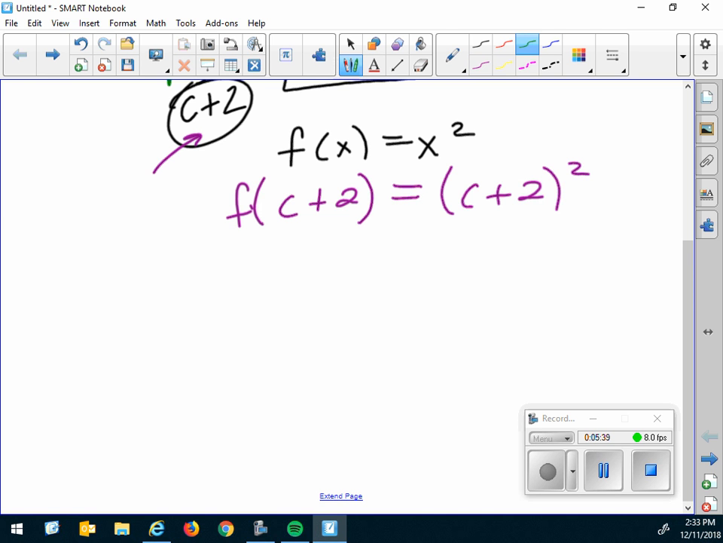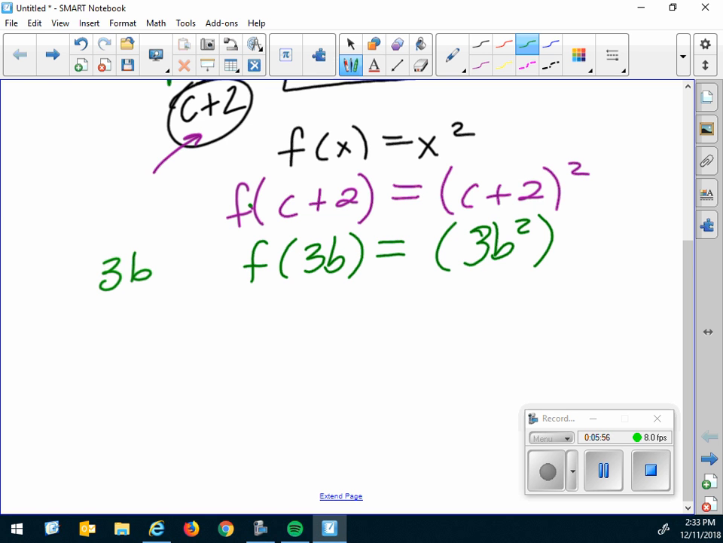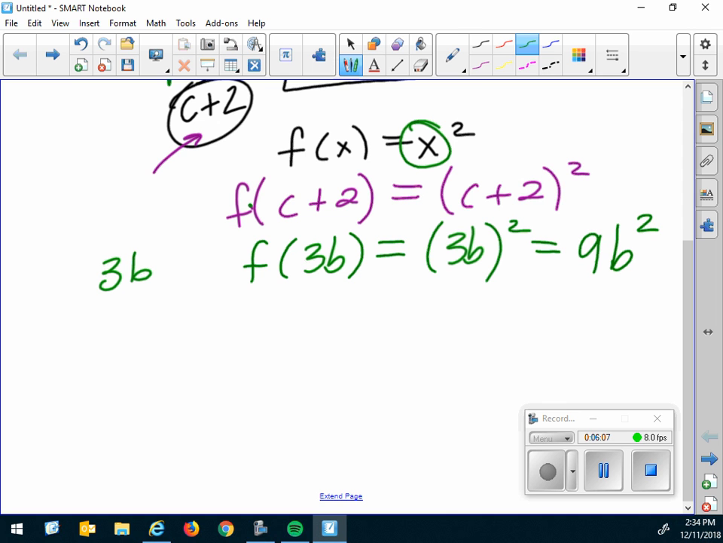Now, what if I put in 3b? Then how would I write it this way? F of 3b, good, equals, and I could write it like this. Whoops, not like that. I could write it like that, correct? Because we just took whatever I put in for x and I squared it. But you know that that also is 9b squared. Okay? Now, are you okay so far?